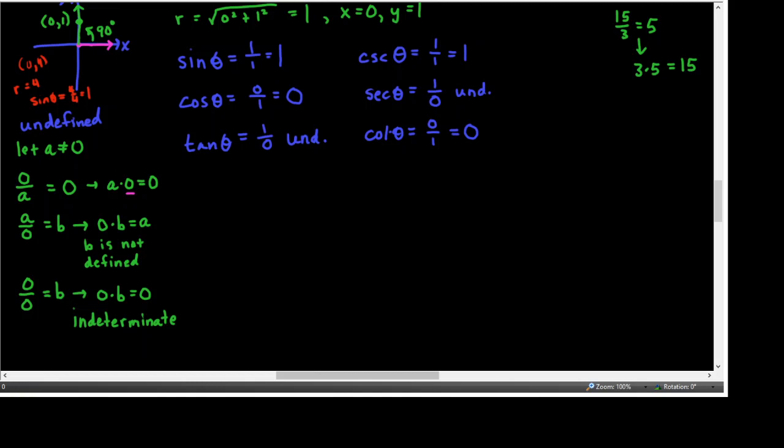I happened to pick 0, 1, and I was lucky that that was actually the easiest to simplify. But had I chosen 0, 4, 4 over 4 being 1 would have been fine. 0 over 4 would have been fine. I mean, there are lots of these answers that I could have done very quickly and gotten the exact same answer with a different initial point. So these are the answers you'll get.